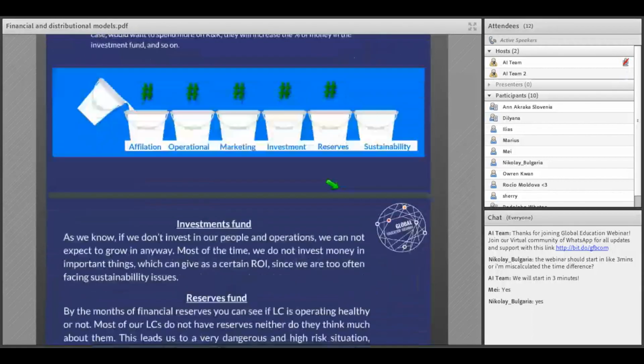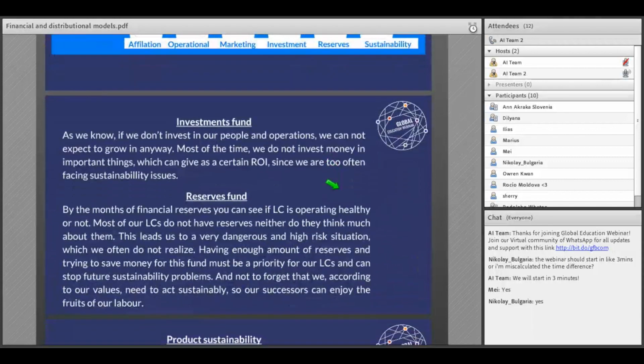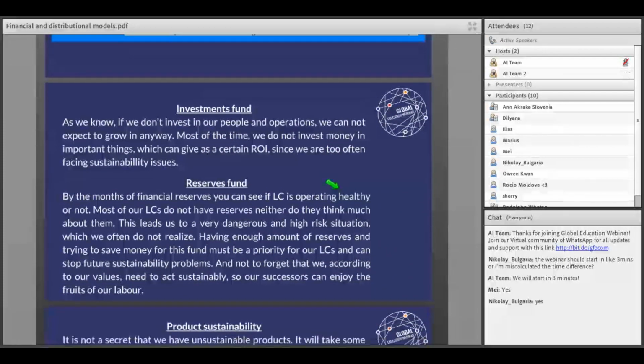So let me explain each one. Let's go first with the investments. Investments, as we know, if we don't invest in people and operations, we cannot expect to grow. So this is more on the expenses that we directly incur through exchanges. This also involves trainings for our HR and for our members. These expenses we call investments because we expect a return from them, so that we can grow our exchanges.